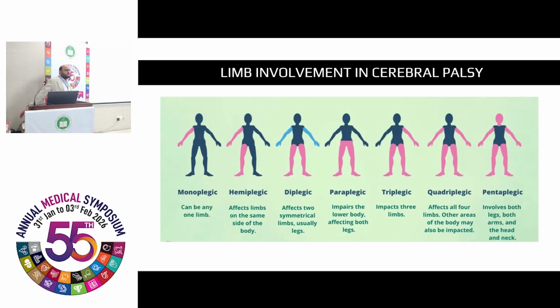Let's suppose there is bilateral upper limb involvement and a single involvement of one limb, or involvement of both lower limbs associated with a single limb as well. In quadriplegic, it is usually involvement of both upper limbs as well as both lower limbs. And pentaplegic is basically total body involvement, four limbs associated with neck and head involvement.